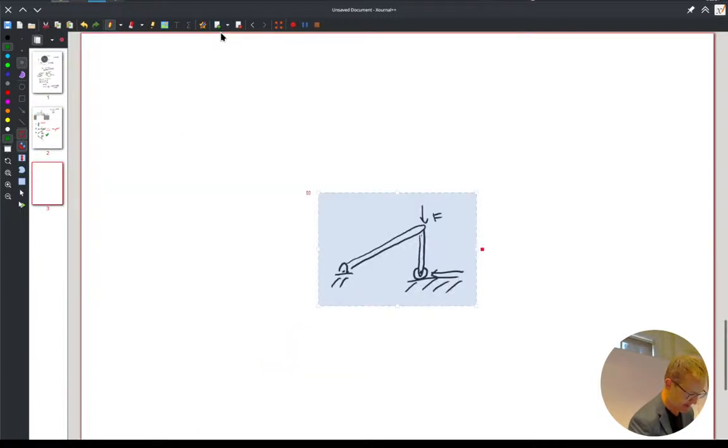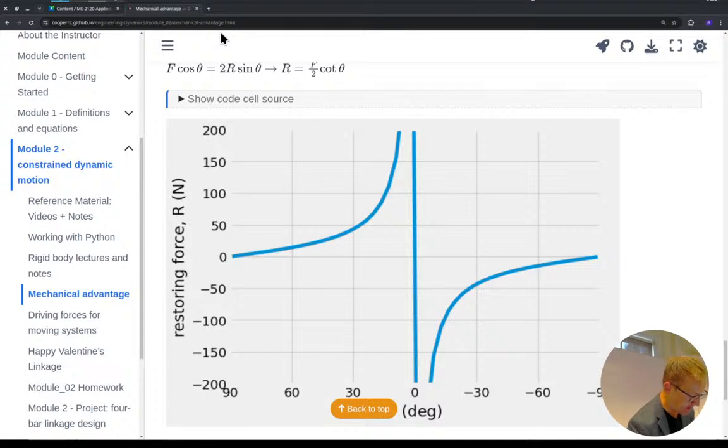Let me just paste. I don't know. I just wanted to paste it in again.